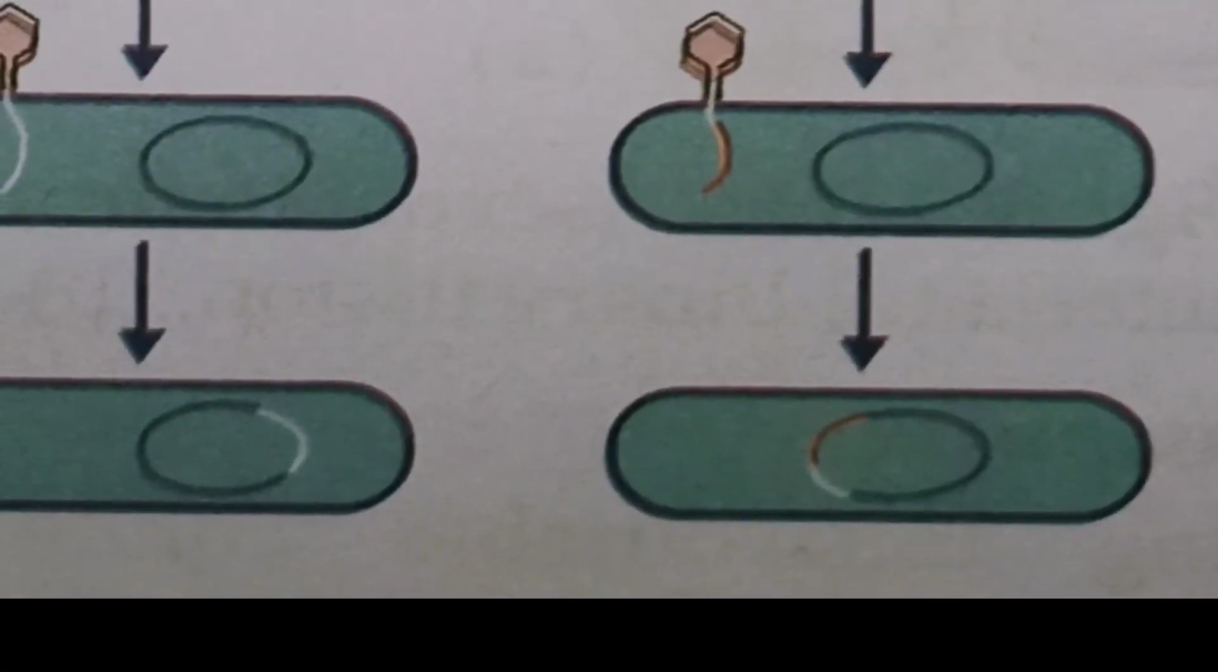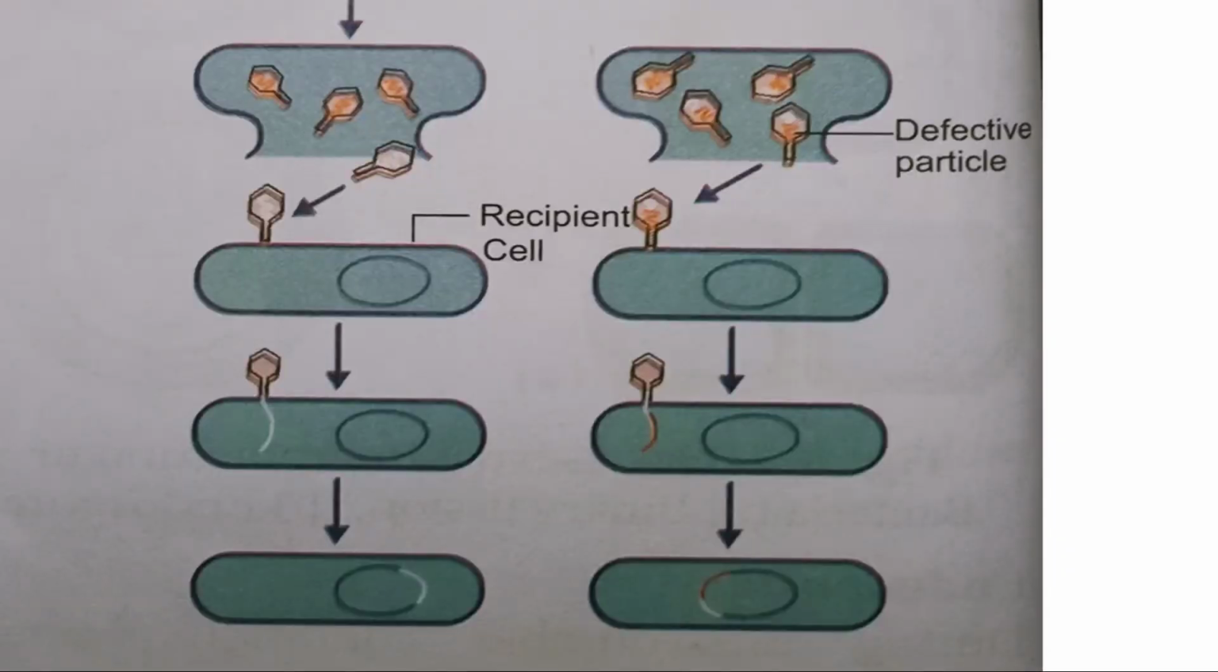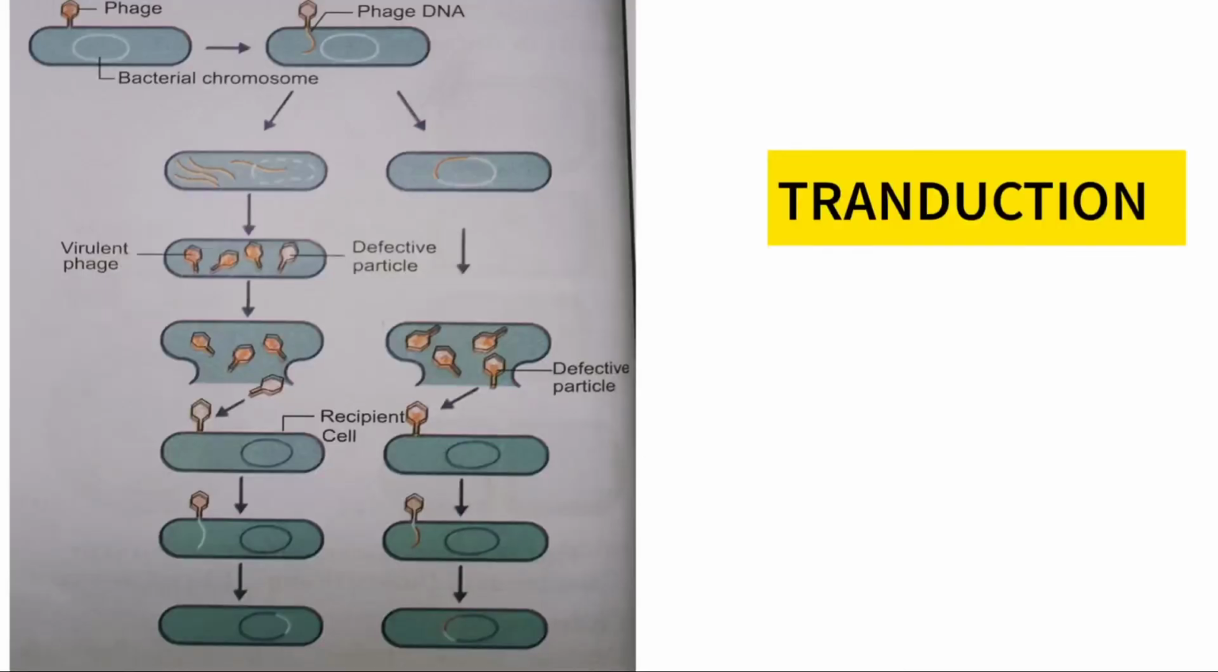When you see at the end, here the bacterial DNA is incorporated at the last. But here, a combination of the phage DNA as well as the bacterial DNA is incorporated. So this is the difference between generalized and specialized transduction. In generalized, any region of the bacterial chromosome or DNA can be incorporated, whereas in specialized, only a particular specific region of the bacterial chromosome or DNA will be incorporated.